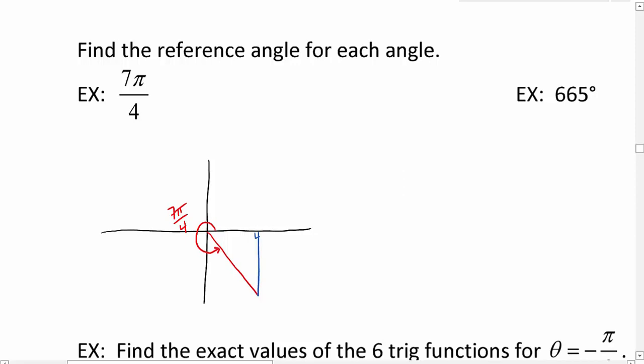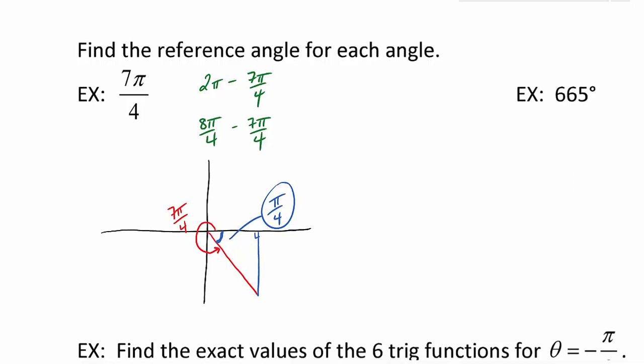So how much further did we have to go from our angle 7 pi over 4 to get to the x-axis, which would be a full 2 pi? So we'll take 2 pi, subtract 7 pi over 4 from that, getting a common denominator. We get that our reference angle is going to be pi over 4. And you want to keep it in the same unit as you're given. So if you're given radians, give your answer in radians. If you're given degrees, give your answer in degrees.